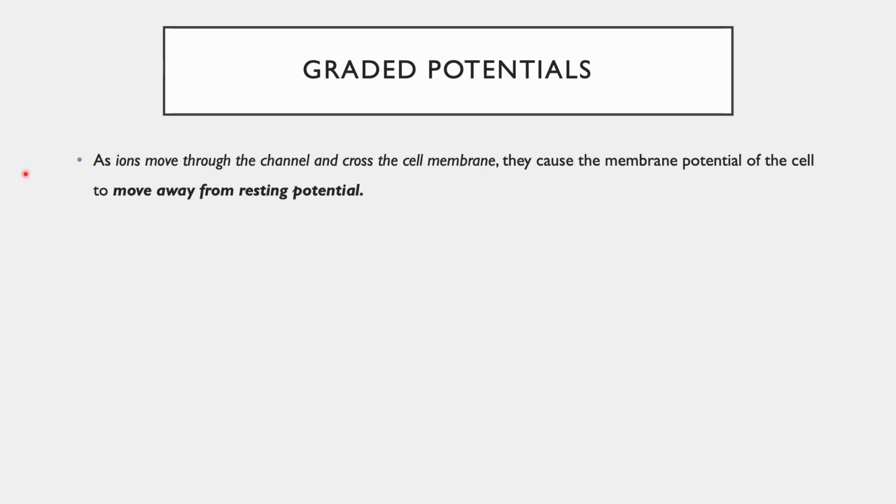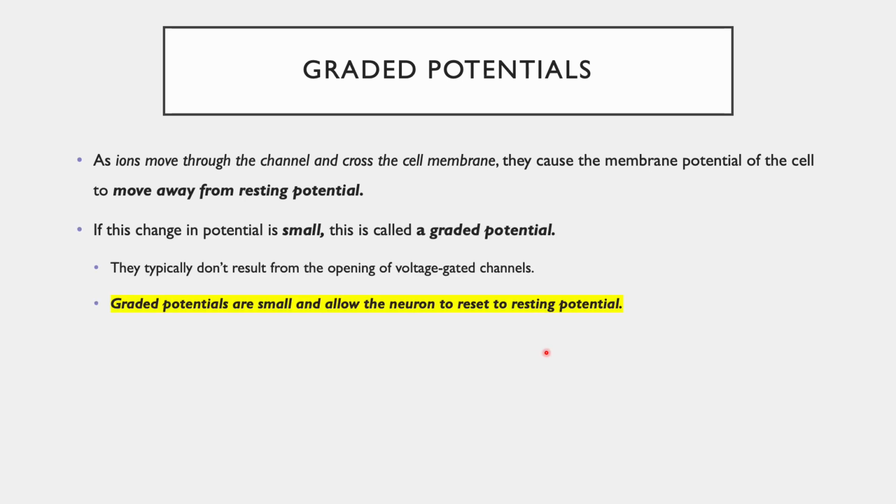As ions move through their particular channels and cross the cell membrane, they cause the membrane potential to move away from its resting potential. Now remember, we've talked about how a cell's resting potential is typically negative 65 to negative 70 millivolts. However, when the cell is not at rest and it's inducing a nerve impulse known as an action potential, the cell is going to become depolarized, meaning that it's going to become more positive inside of the neuron relative to the outside of the cell.